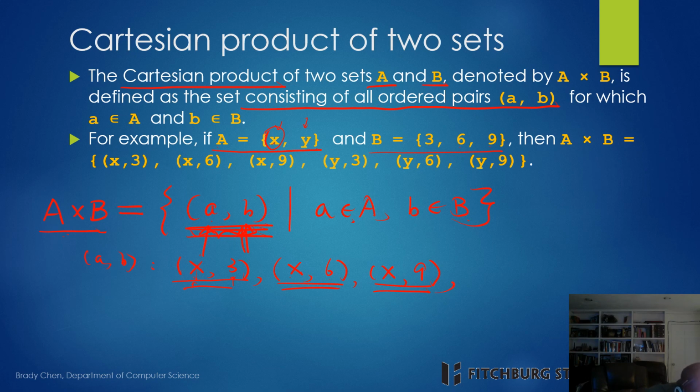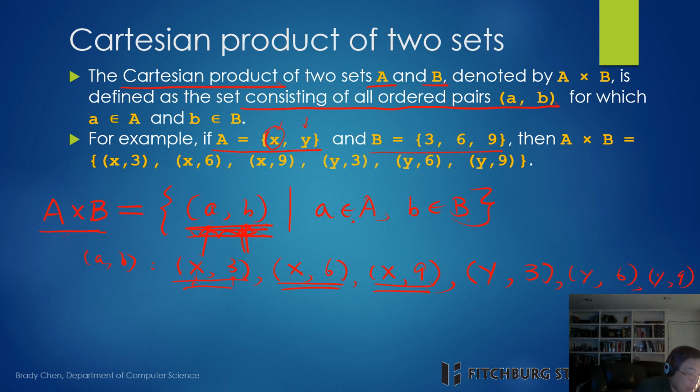So we should also include the other pairs. Now, in the other pairs, the first element is Y. The second element is actually picked from B. So I can just say Y3, Y6, and Y9. So we should actually include all the combinations of the pairs, ordered pairs. Okay.